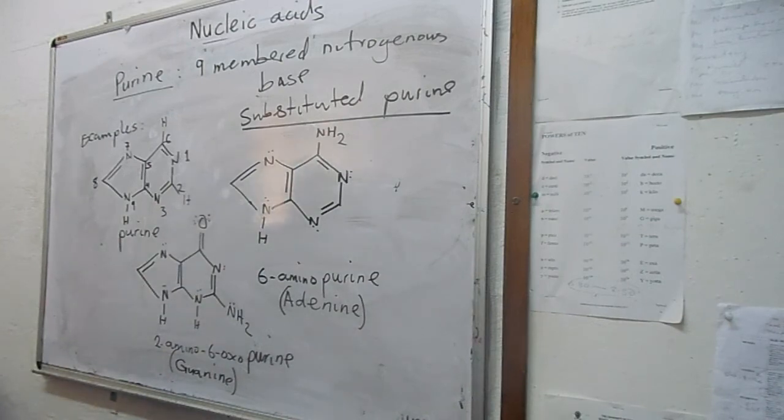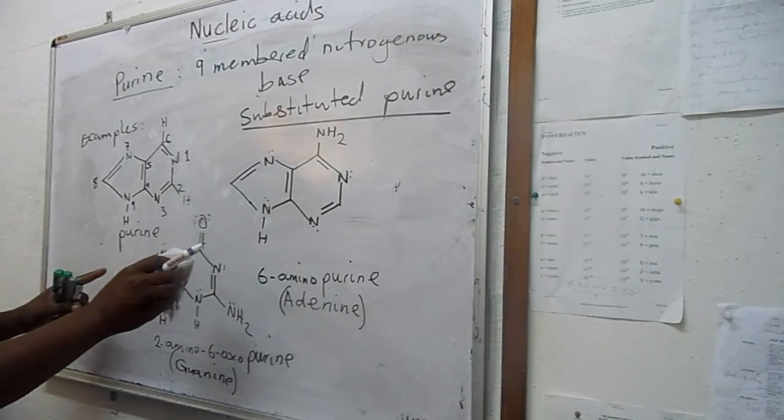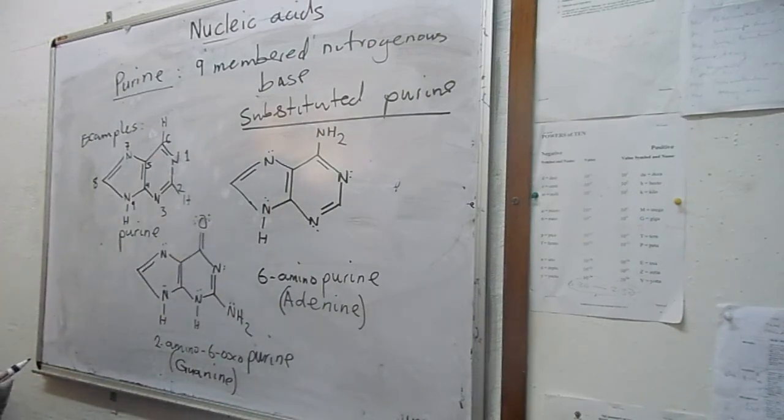Now, let's proceed. So we've looked at the 3 components. We have looked at the phosphoric acid, we've looked at the pentose sugars, we've looked at the nitrogenous bases. Okay, do these have minor bases? Yes, they do. They may have minor bases.